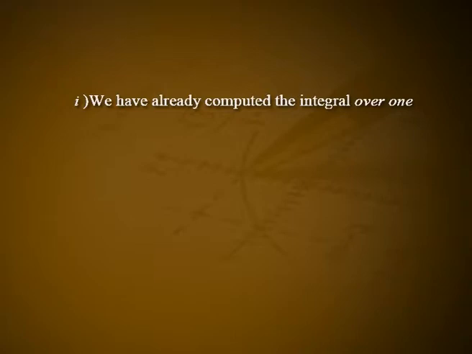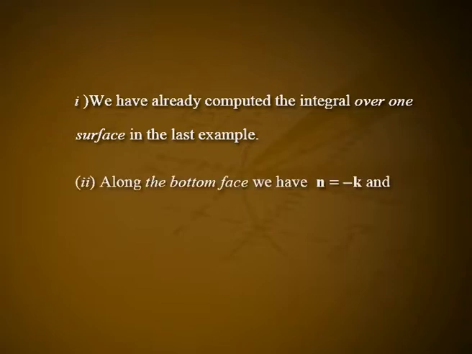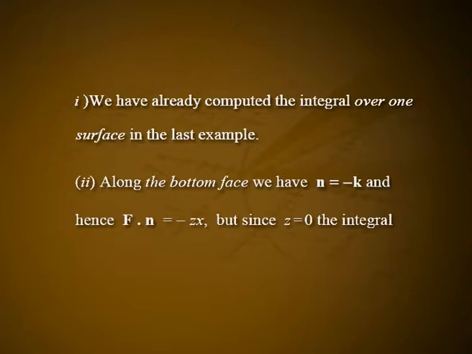We have already computed the integral over this surface in the last example. 2. Along the bottom face we have n equal to minus k and hence F dot n is equal to minus zx. But since z is equal to 0, the integral over the bottom face is 0.